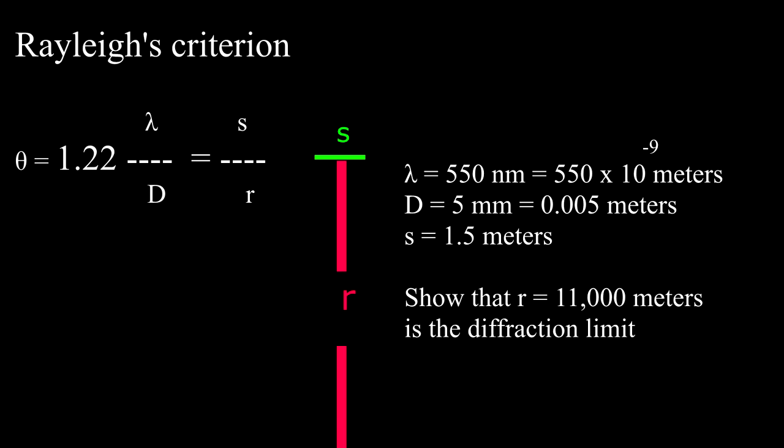We take the nighttime diameter d of the pupils to be 5 millimeters, which is 0.005 meters, and we take the distance between the headlights to be the arc length s equal to 1.5 meters. Please do the algebra and arithmetic to show that r equals 11,000 meters is the diffraction limit. The actual value of r will be reduced due to atmospheric turbulence.